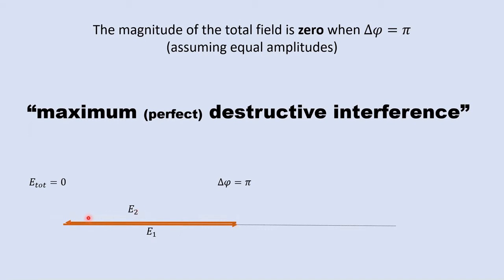Now, what happens if you rotate E2 by another 360 or another 360? You always come back so that you're pointing opposite E1. So actually the phase difference could be pi or 3 pi, 5 pi, etc. Adding another 2 pi to the phase difference is the same as just rotating E2 through a full circle. It's still going to point opposite E1, which means the total phasor is 0.